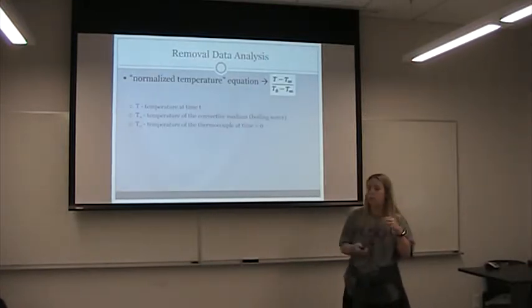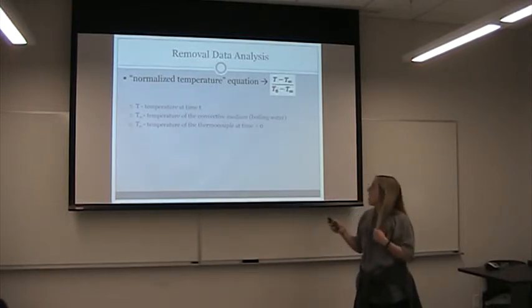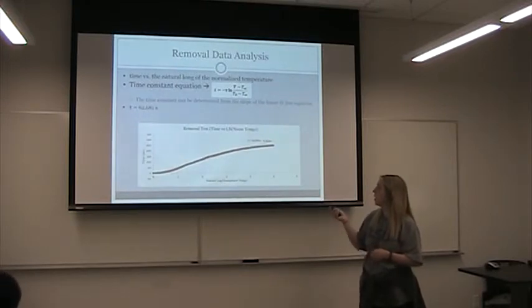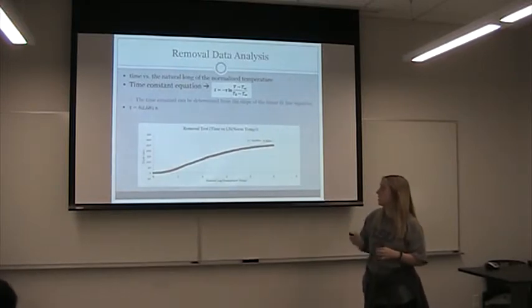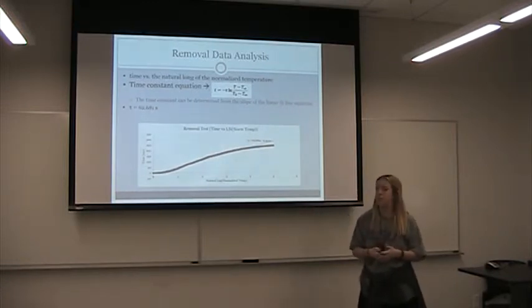For the removal, we did the same process, the same normalized temperature equations, and these are the results we got for that, the original temperature versus time, and then the normalized temperature versus time. And also, we got the time constant to be 62.681 for this, which was also the slope of our linear fit line.